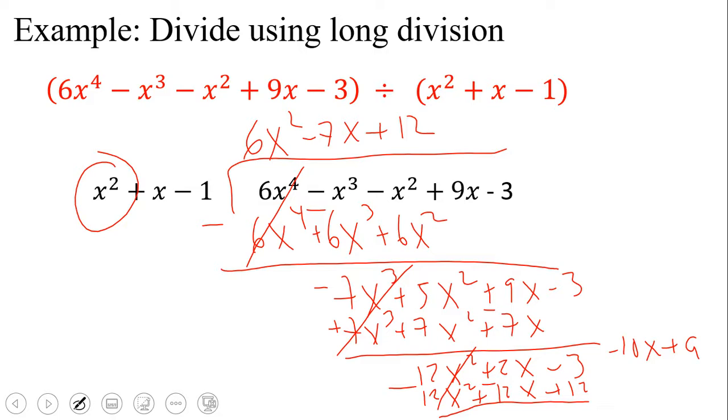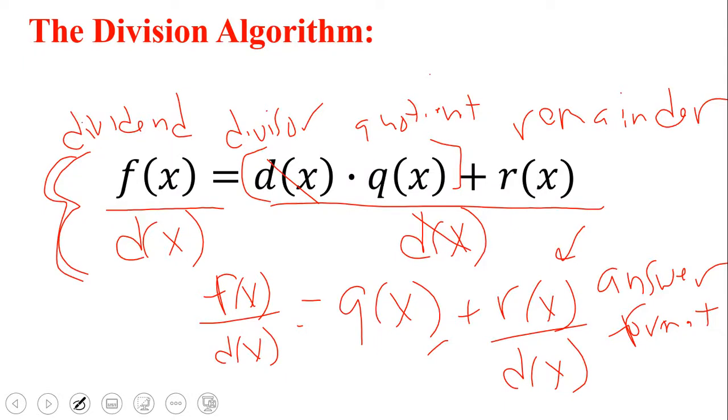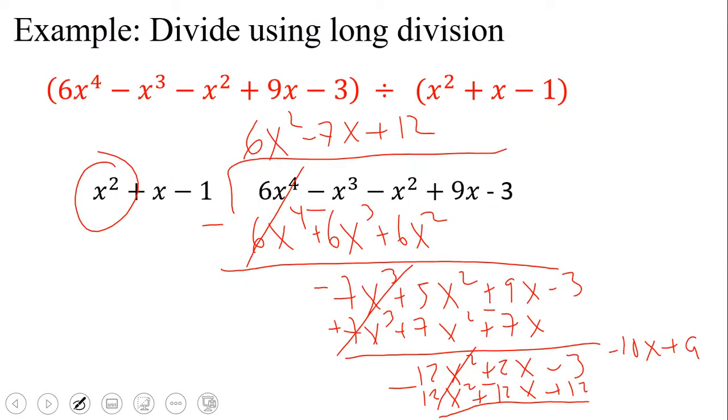So to give your answer in the proper format, you're going to go ahead and write it based on the previous slide. You have to write it as the quotient plus the remainder over the divisor. So here are all the different pieces. And then here's just showing you how you would actually write your answer.